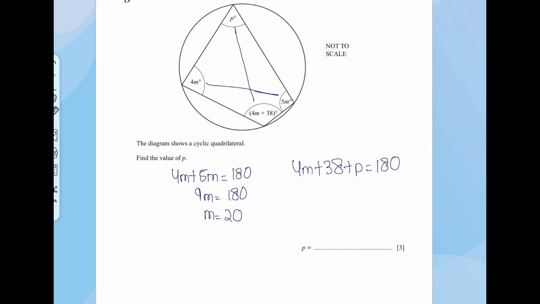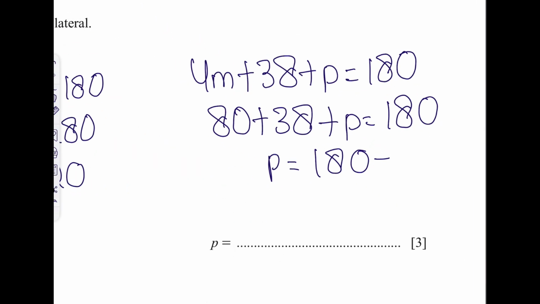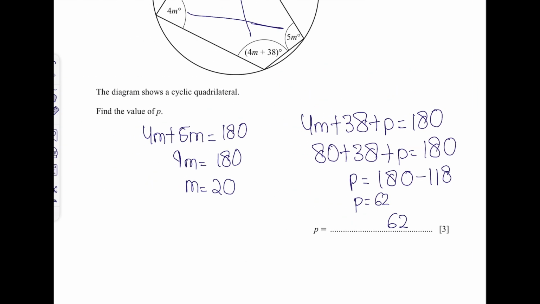I know the value of m, which is 20, so 4 into 20 would be 80. 80 plus 38 plus p is 180. So in order to find p, what I would do is 180 minus, if you do 80 plus 38 is 118. If I take it to the other side, it will be subtracted. 180 minus 118, that would give me p as 62. Alright, 62 is the value of p.